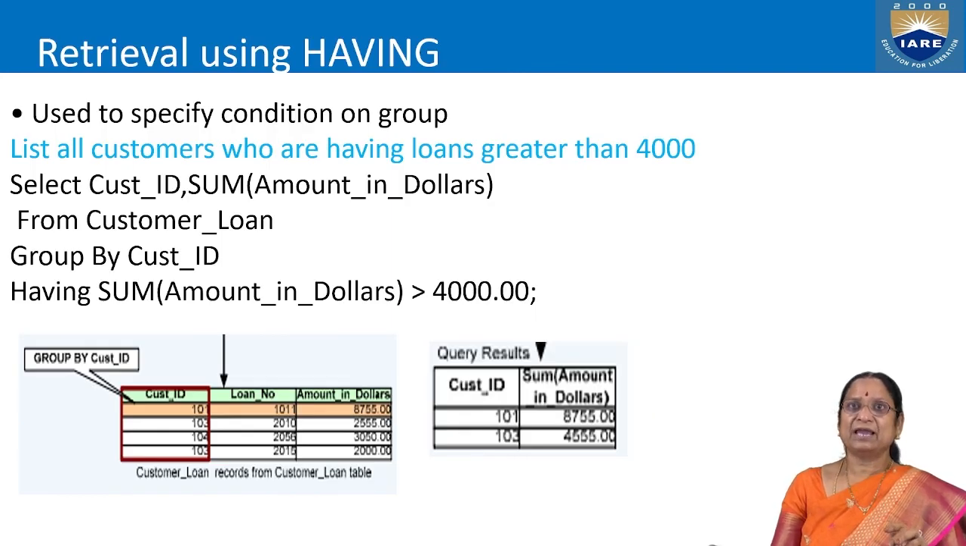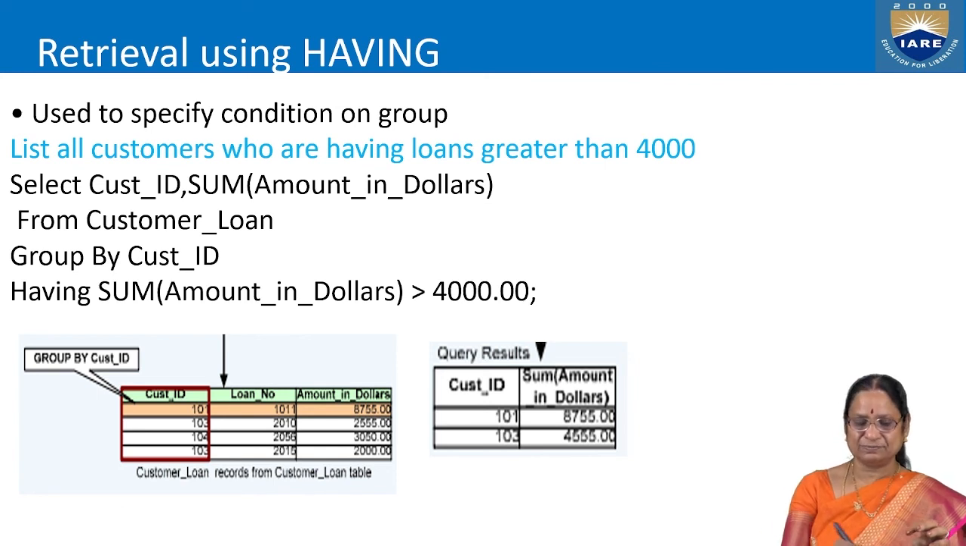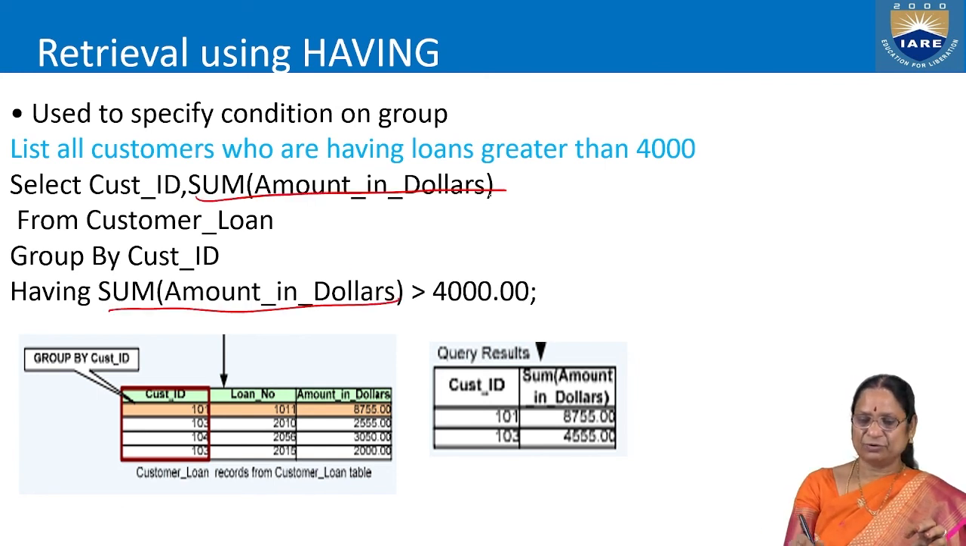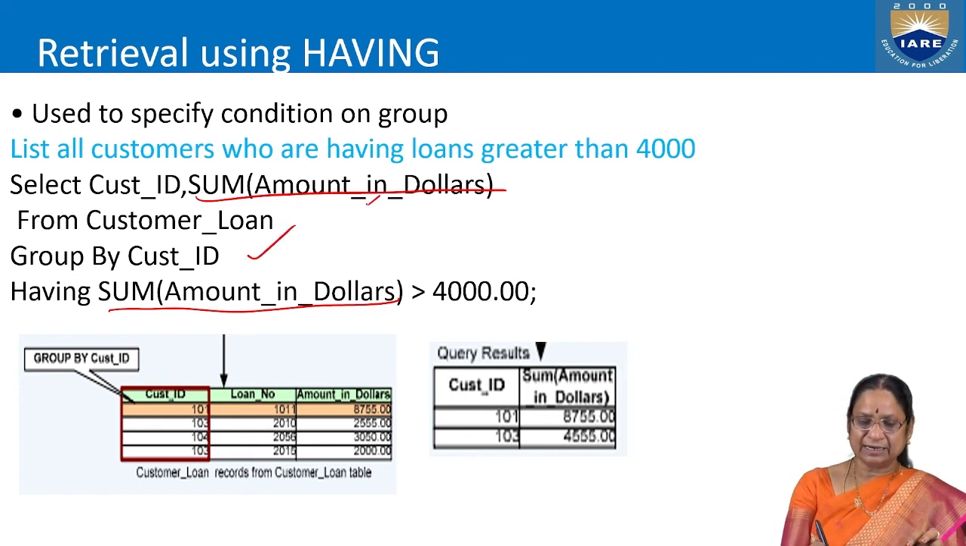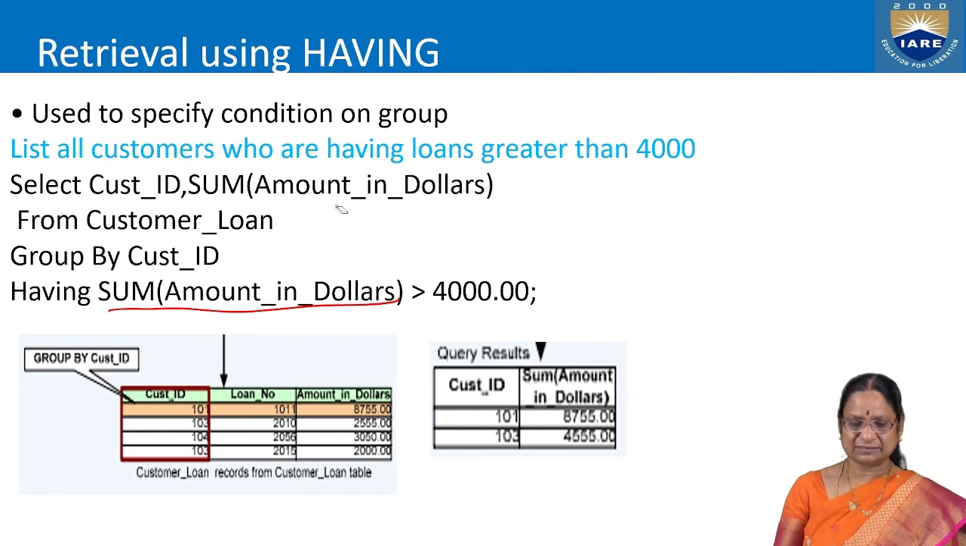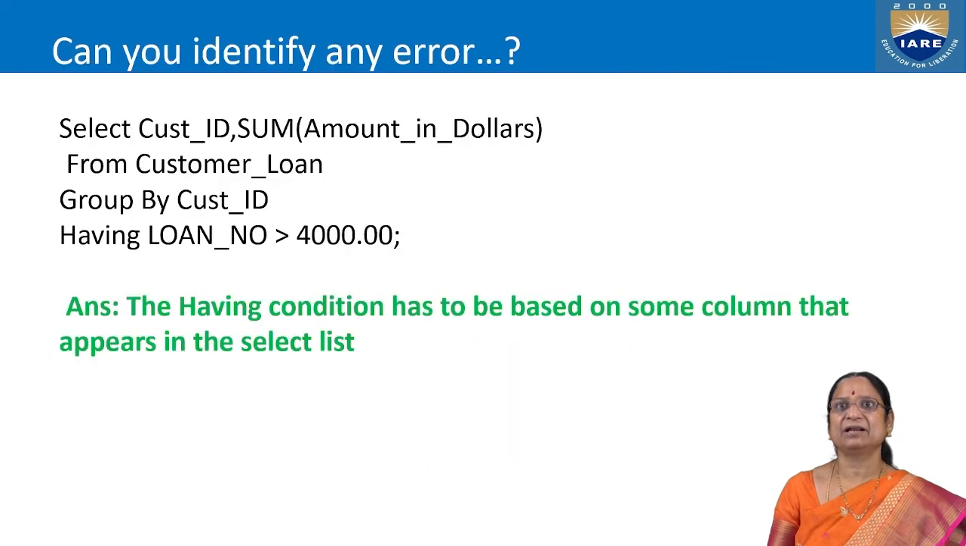And on grouping, I want to get some filtration again. I want to get all customer IDs whose sum is greater than 40,000, where the sum is calculated according to the group of the customer ID. Having sum of amount dollars is greater than, you observe. This sum of amount we are comparing. After grouping and calculating the aggregation, the filtration is made on that only. So first the grouping is done and then the filtration, so the having condition is used.